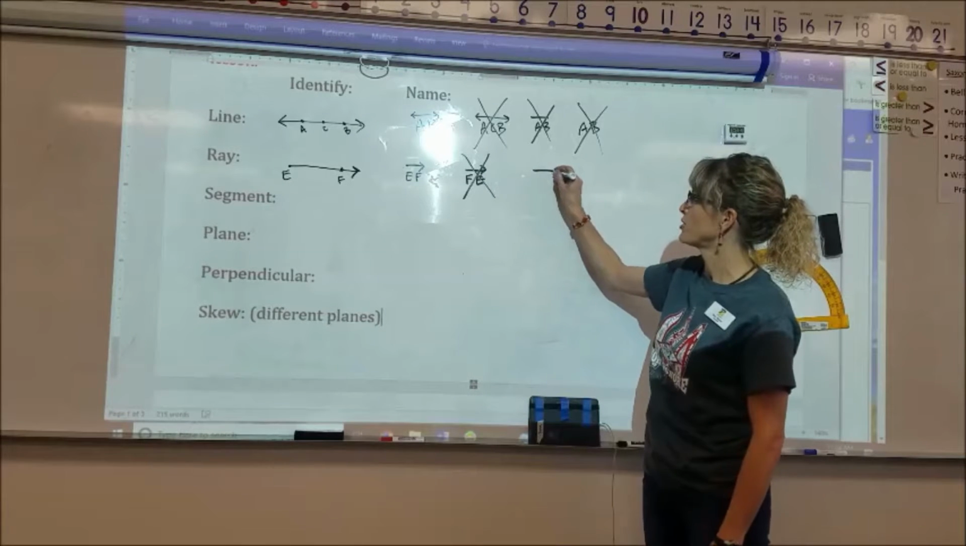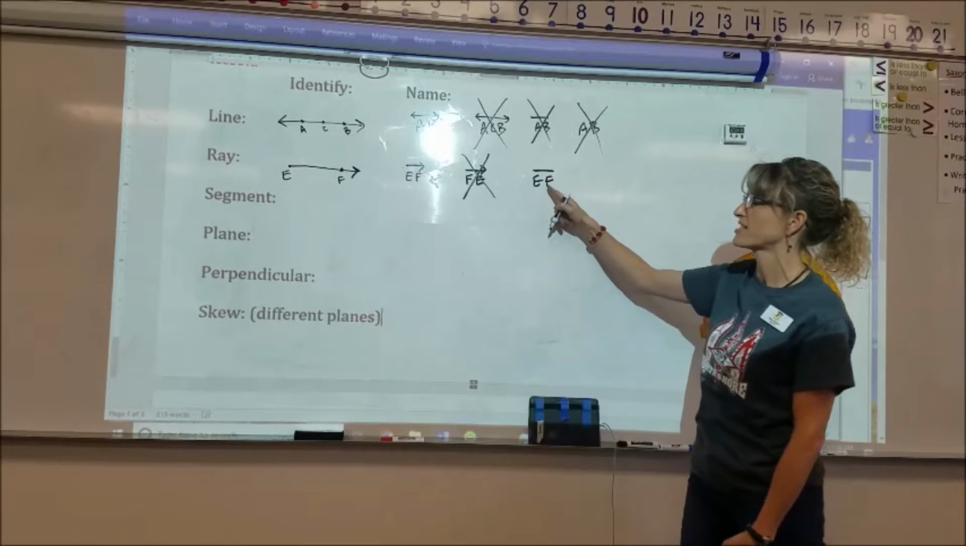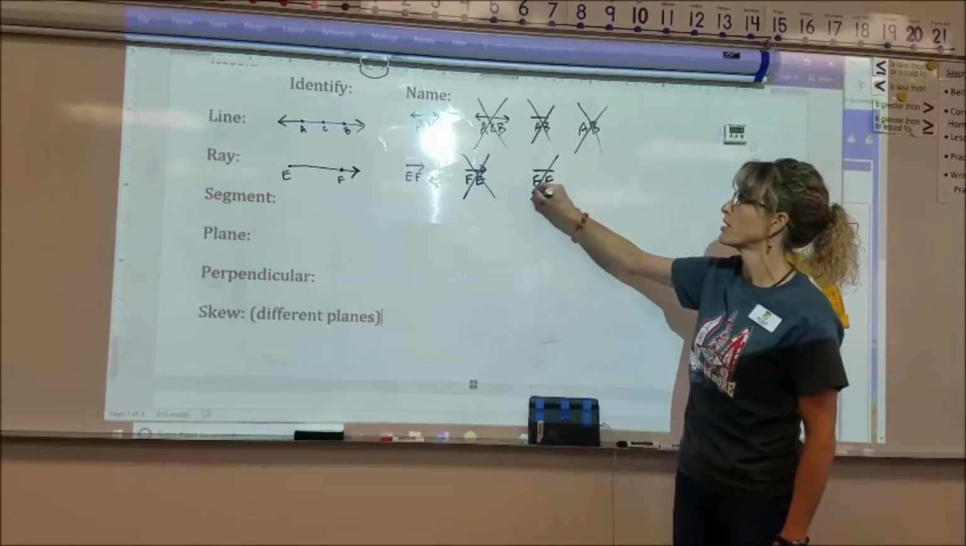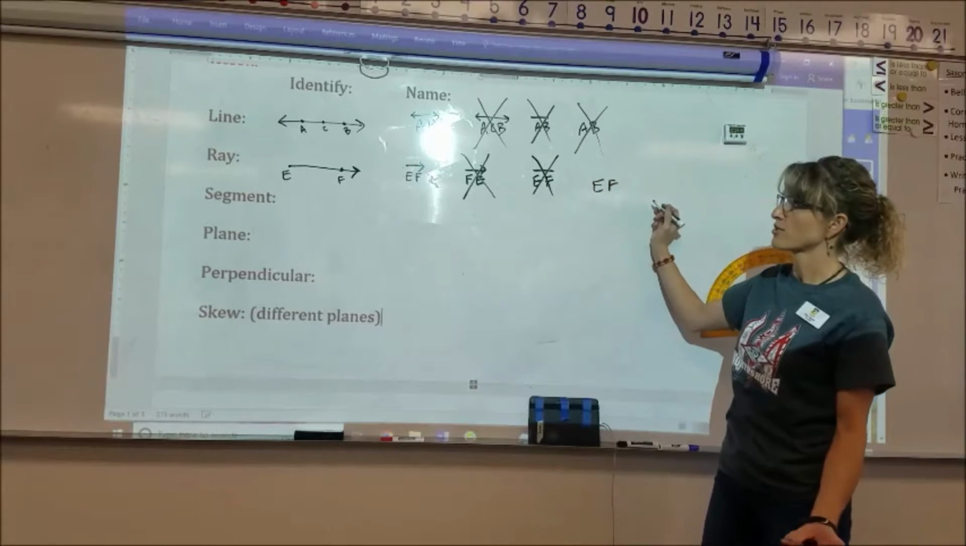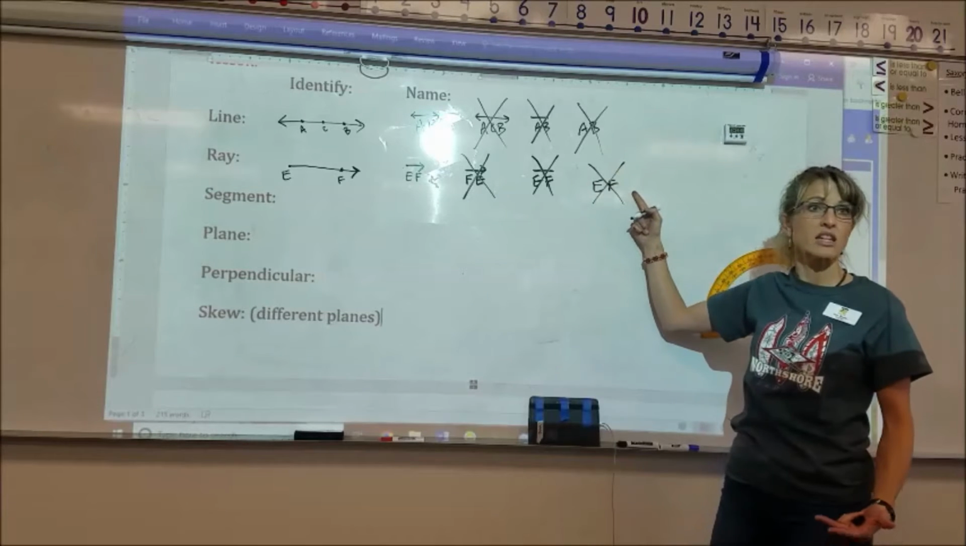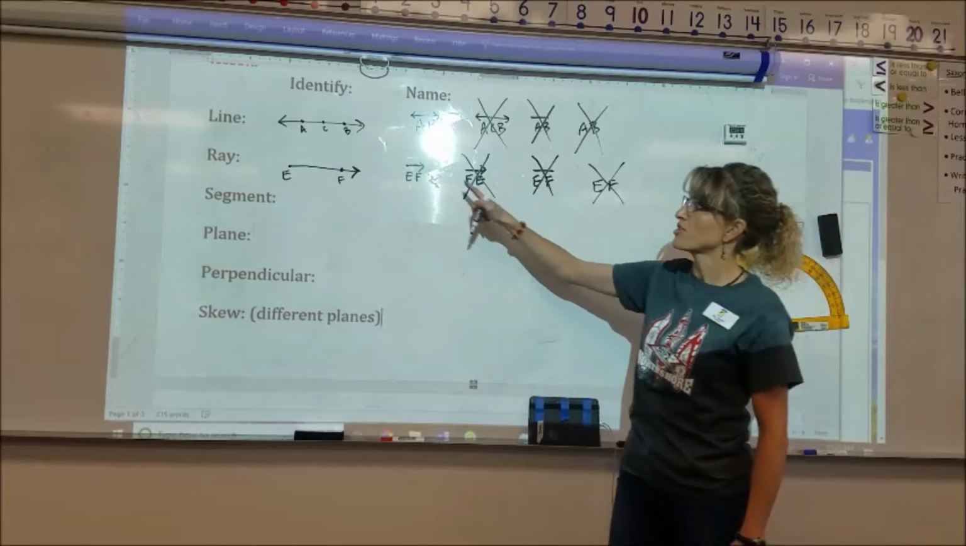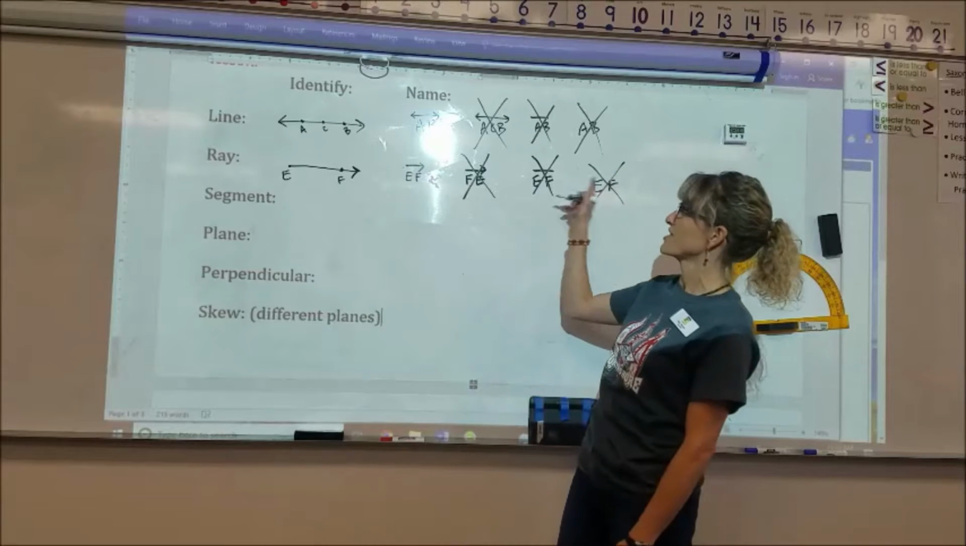Let's see, a wrong way to do it would be to say ray EF without the arrow. That's not a ray, right? There's no arrow. And if I just said EF, that's also wrong. That doesn't say that it's a ray. It doesn't tell me what it is. So this is the only right way to do it. See, these are all things I've seen students do.